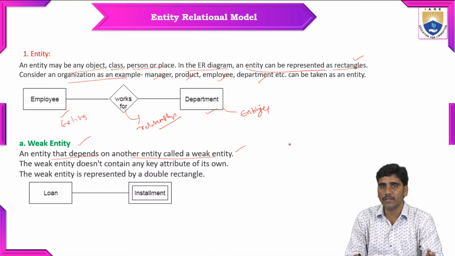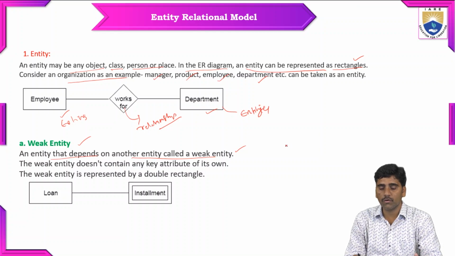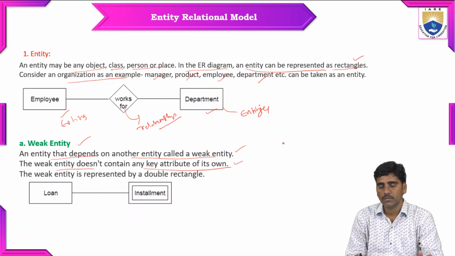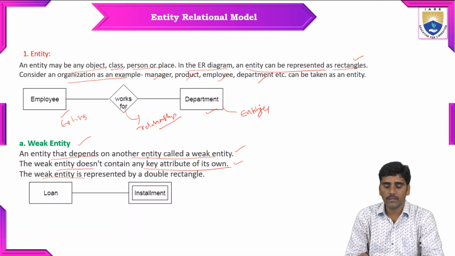So if any entity is depending on another entity, then it is called a weak entity. The weak entity does not contain any key attributes of its own. A weak entity is always dependent on other entities, so it does not have a key attribute. And the weak entity is represented by a double rectangle.